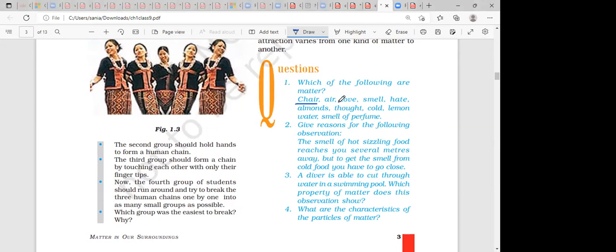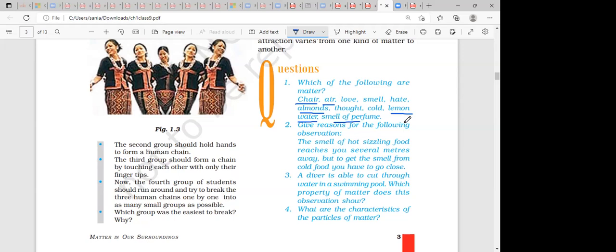Chair. Lemon, just a minute. Chair and after that, air. Almonds. Lemon. It is not lemon, it is lemon water. Yeah, sorry, lemon water. Then smell of perfume. Okay. So Adil, do you want to add or deduct something from this?